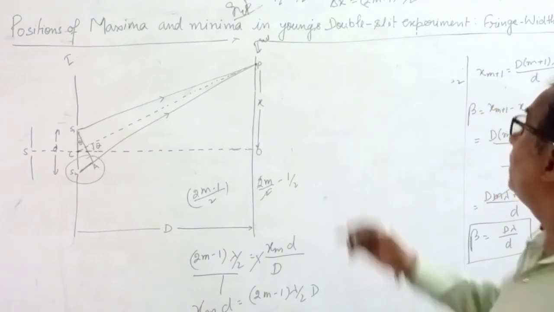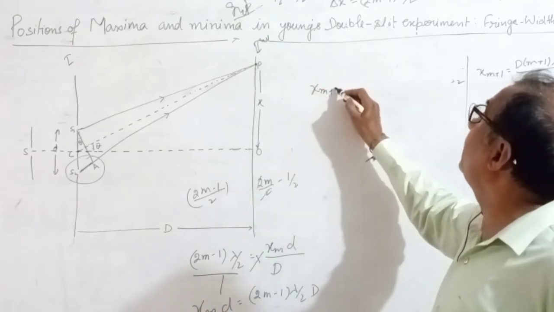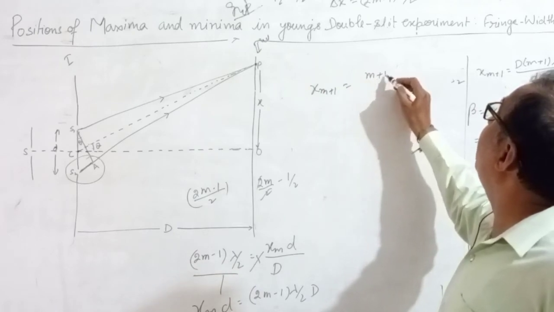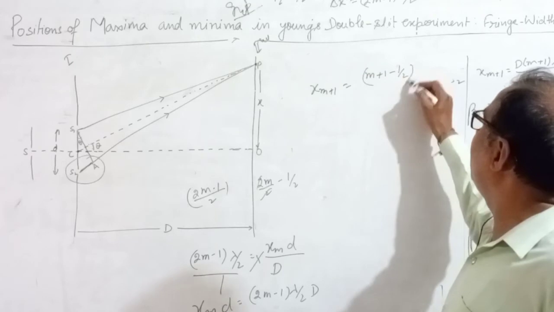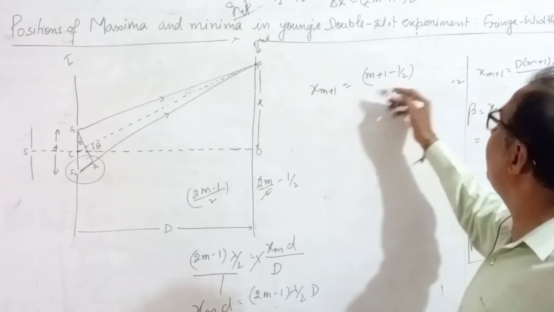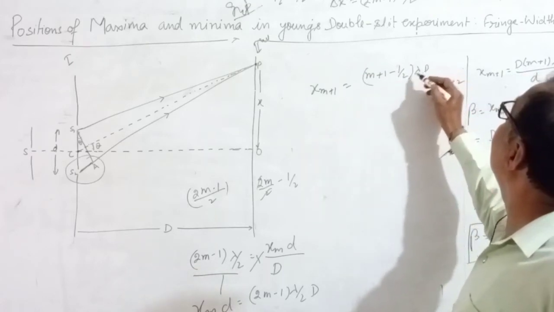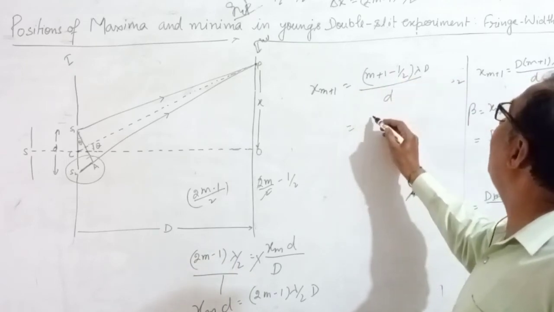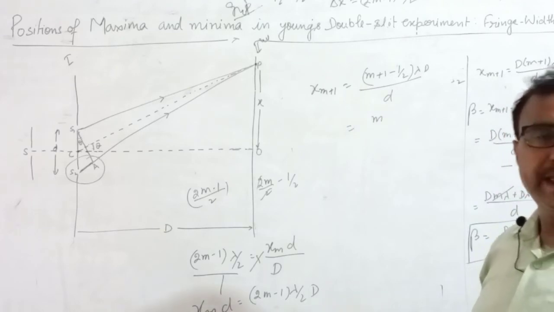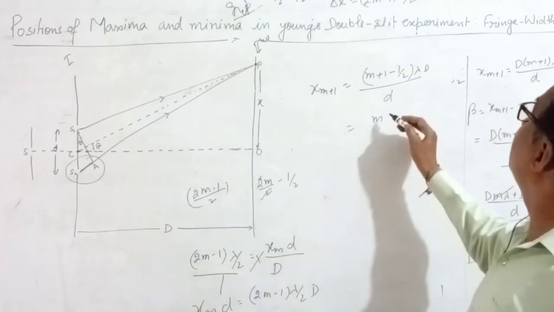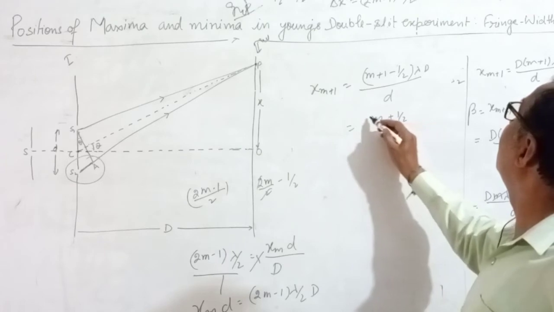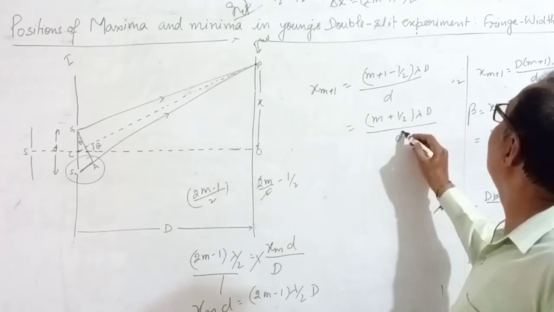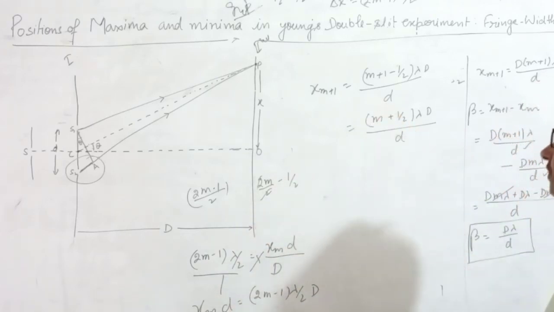For dark fringe, if we take another fringe x_(m+1), that is (m+1) minus half. Instead of m, you take m+1. Lambda D upon d. 1 minus half means half. So it is (m + half) lambda D upon small d. This is x_(m+1).